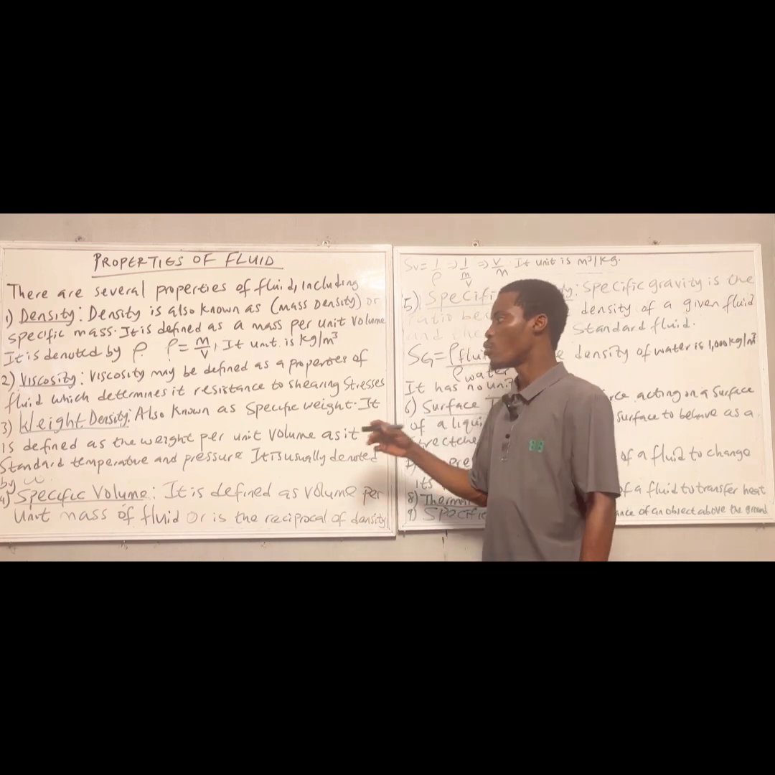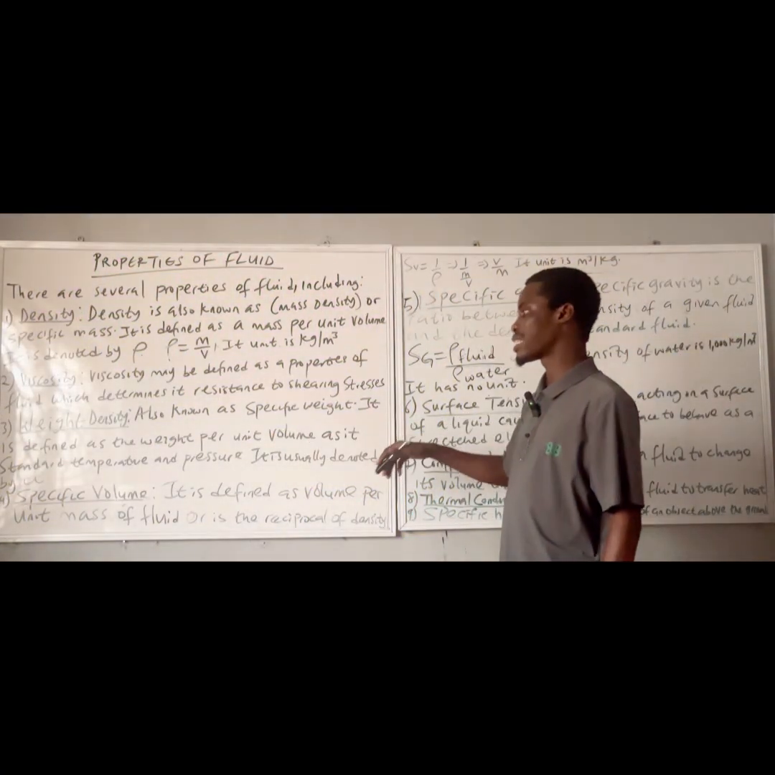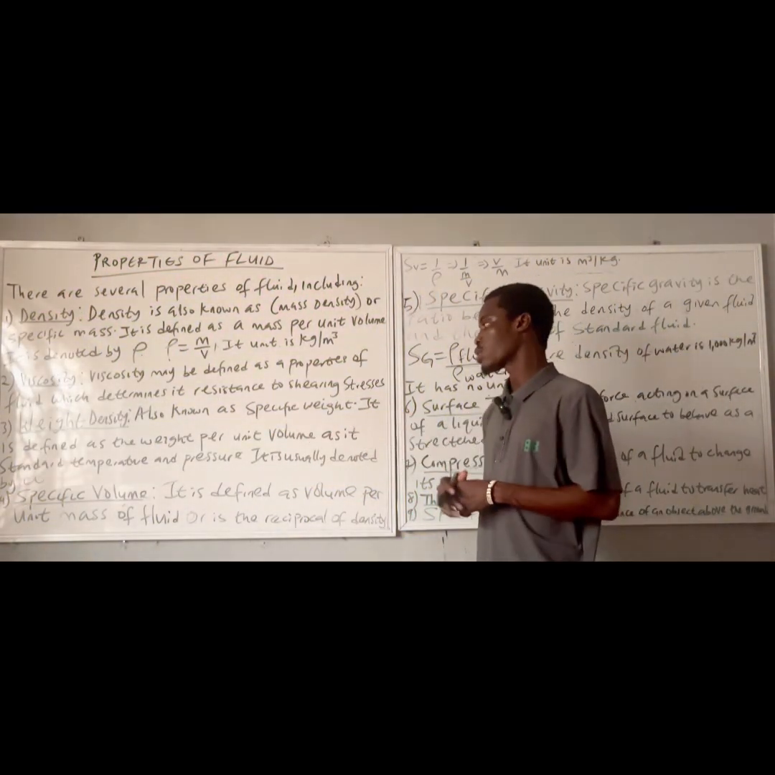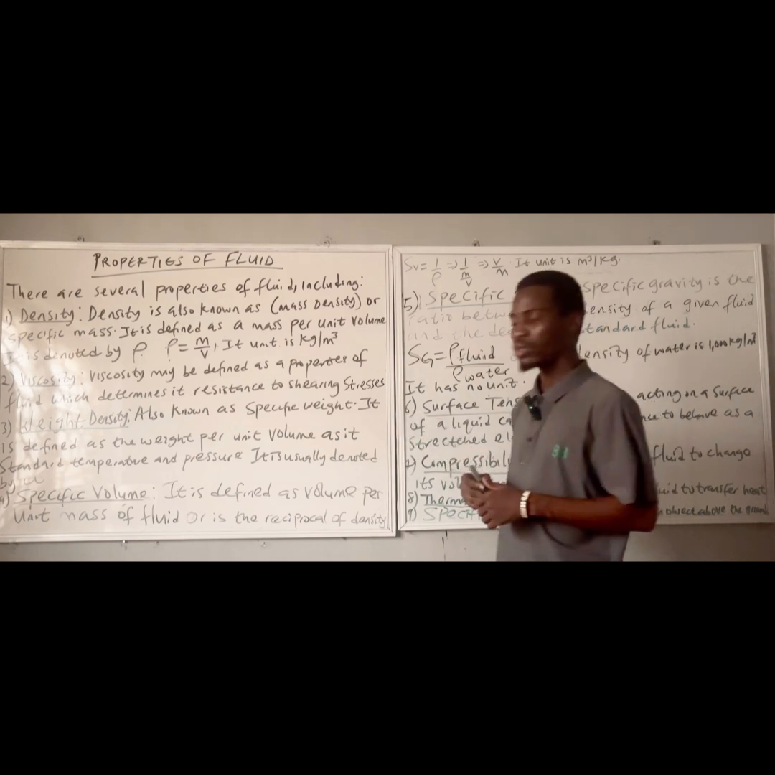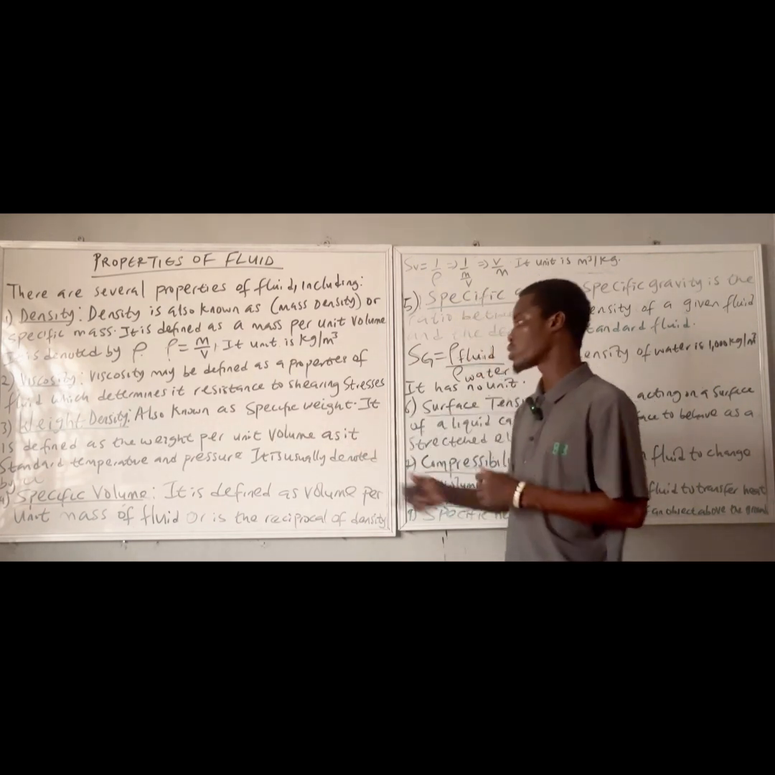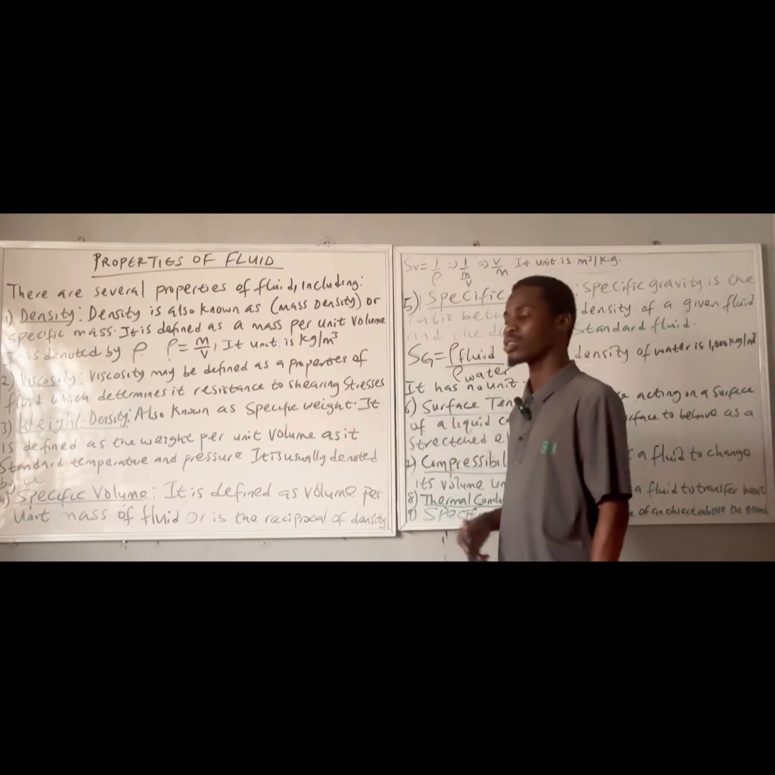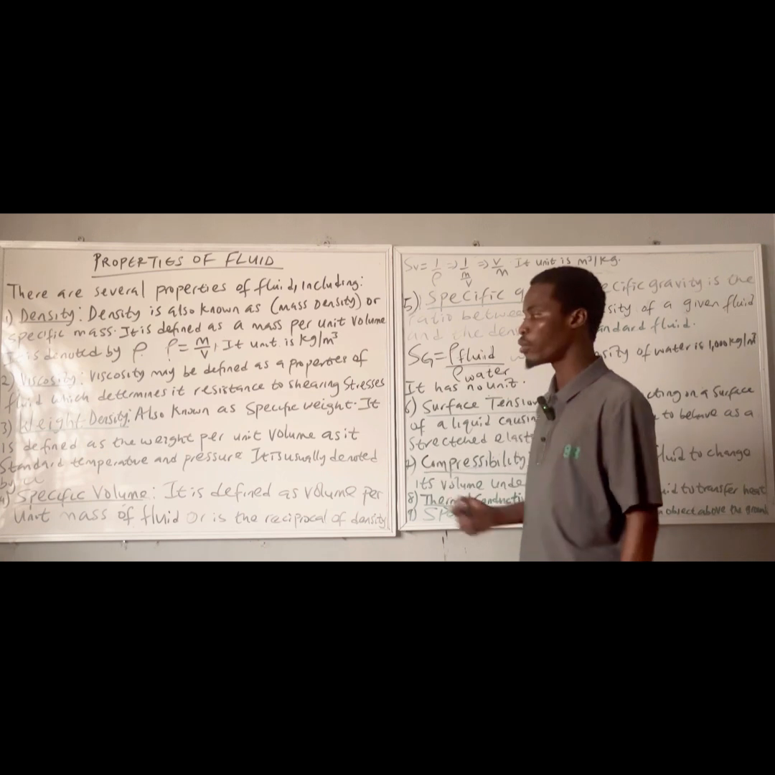Weight density. Weight density is also known as specific weight. It is defined as the weight per unit volume at standard temperature and pressure. It is usually denoted by w. Our weight density is the weight per unit volume, that is, weight over volume.